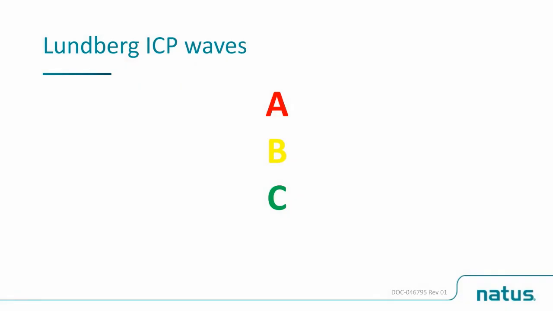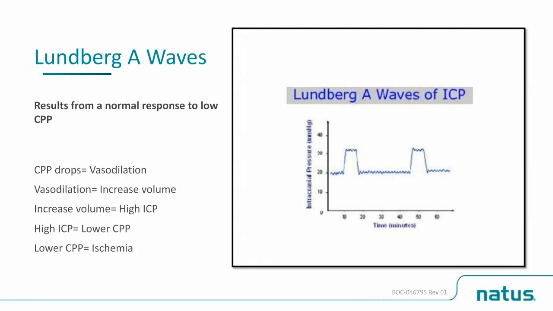Now let's move on to Lundberg ICP waves. It is important to note that we are not talking about individual waveforms, but instead talking about cycling of ICP elevations. I want you to think of Lundberg not as individual waves, but instead as ICP trends. These ABC trends have different physiological causes, and in the case of these trends, A's are bad and C's are okay. We'll start with the bad and move into the good.